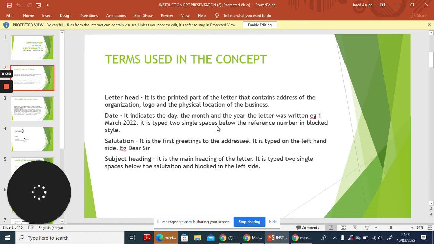So we have letterhead. Letterhead is the printed part of the letter that contains the address of the organization, the logo, and the physical location of the business. And then we have number 2, we have date. It indicates the day, the month, and the year of the letter.